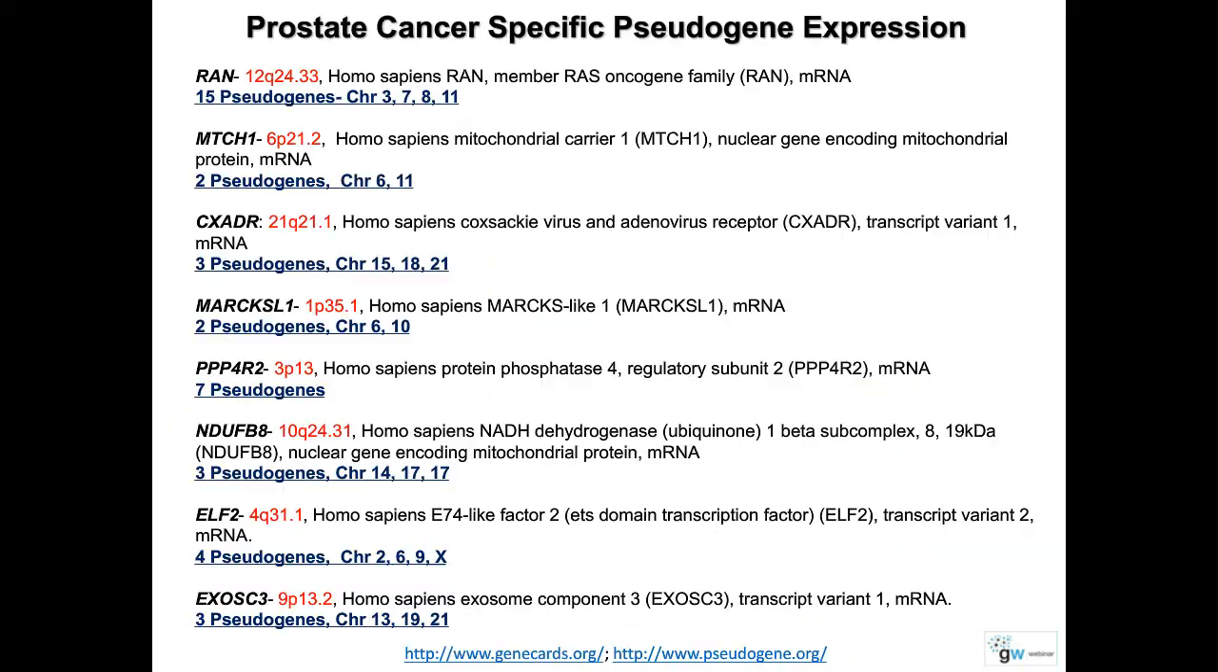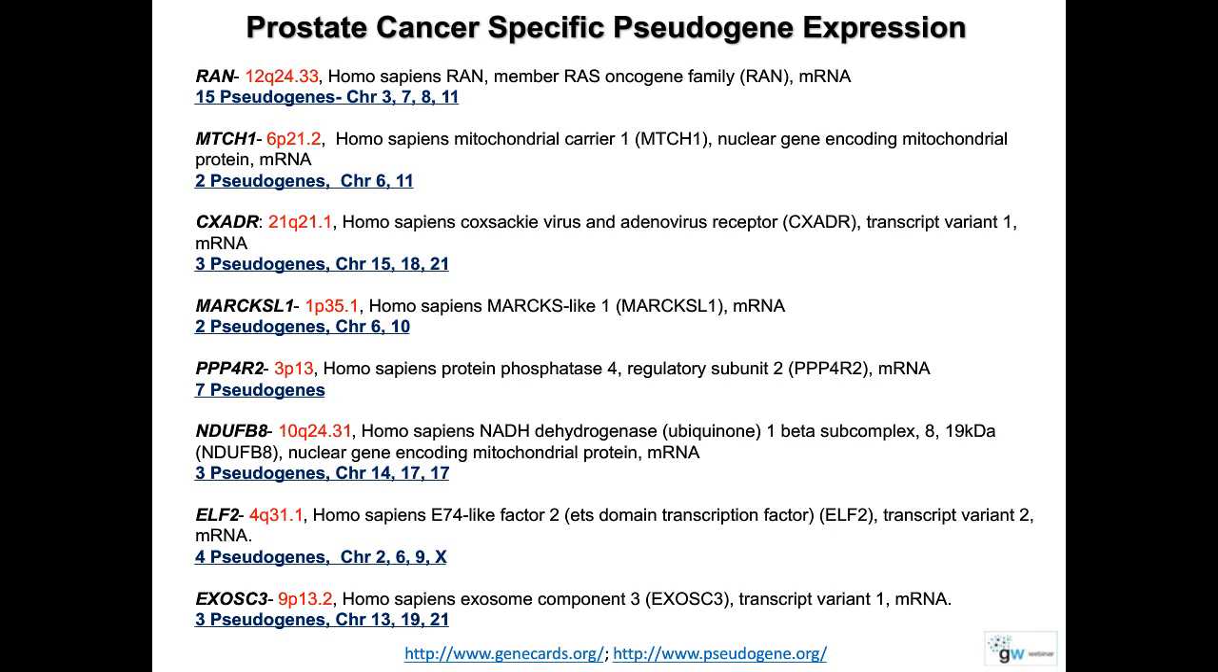These are the 8 candidate pseudogenes that we identified to be expressed in prostate cancer: RAN, MTCH1, CXADR, and other genes. As you can see, some of these, like the RAN gene, have 15 pseudogenes, and they are located on chromosomes 7, 8, 11, and so on.